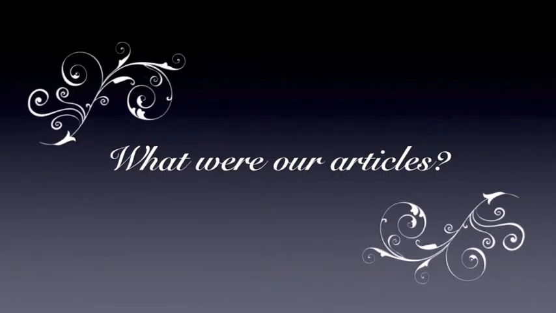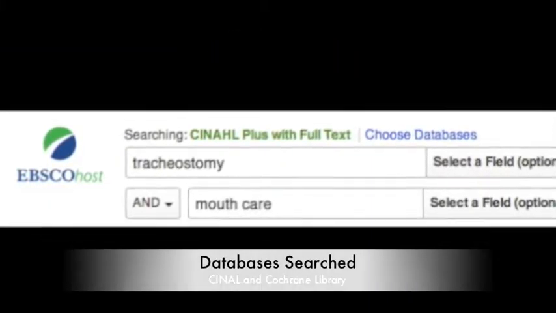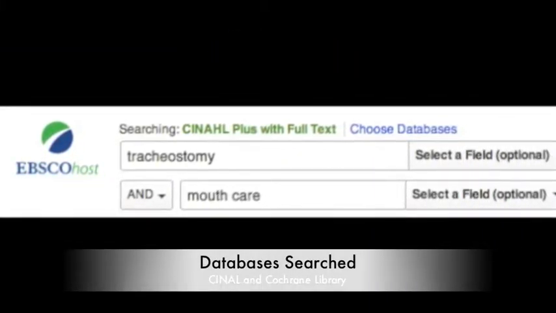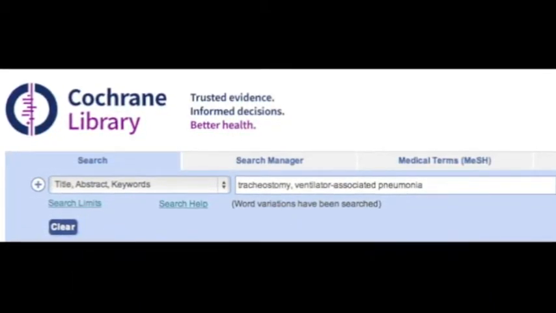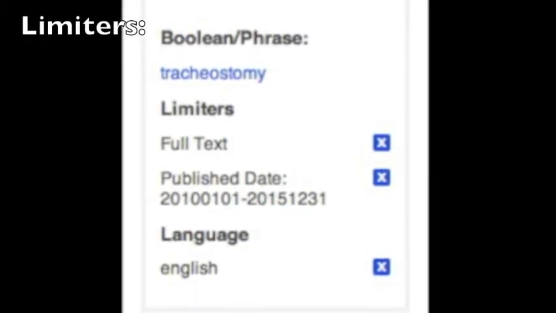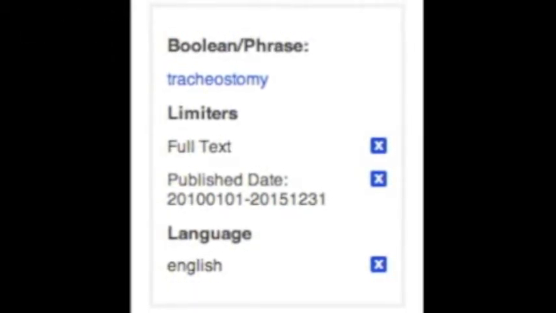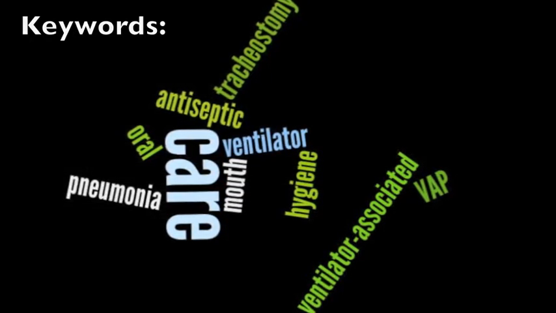What were our articles? All of our articles included randomized control trials. Two of them were systematic reviews of randomized control trials. They were all high-quality articles. We used CINAHL and the Cochrane Library. These were our limiters. And these were our keywords.